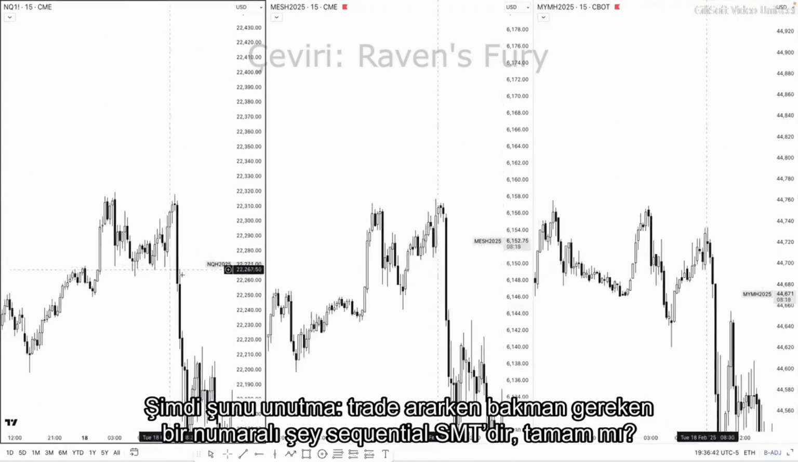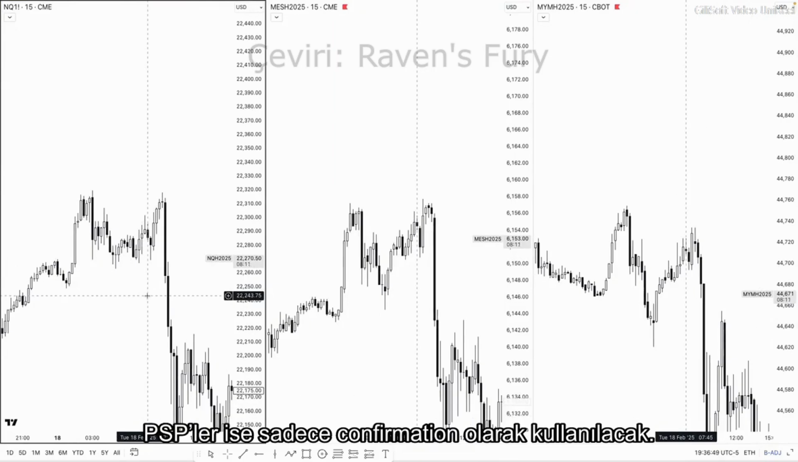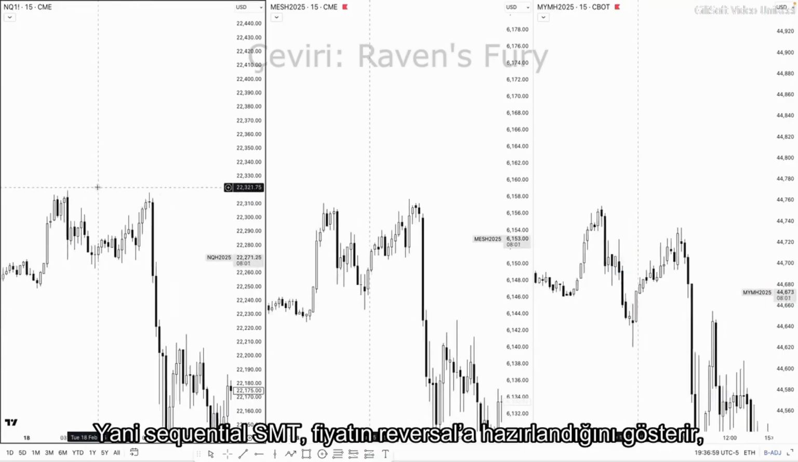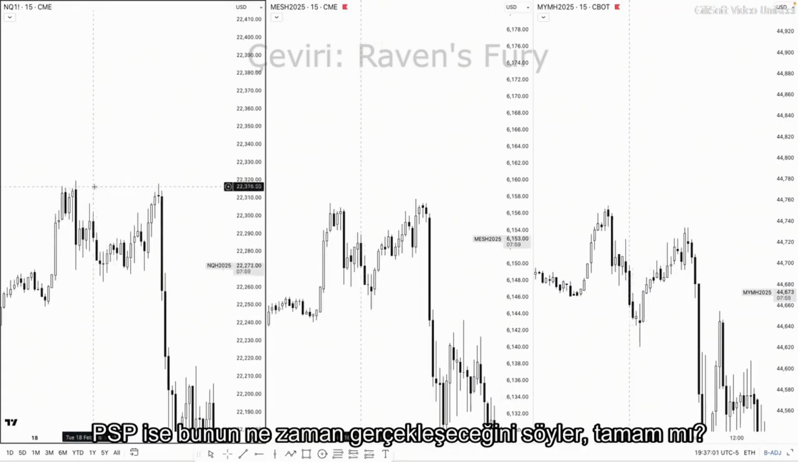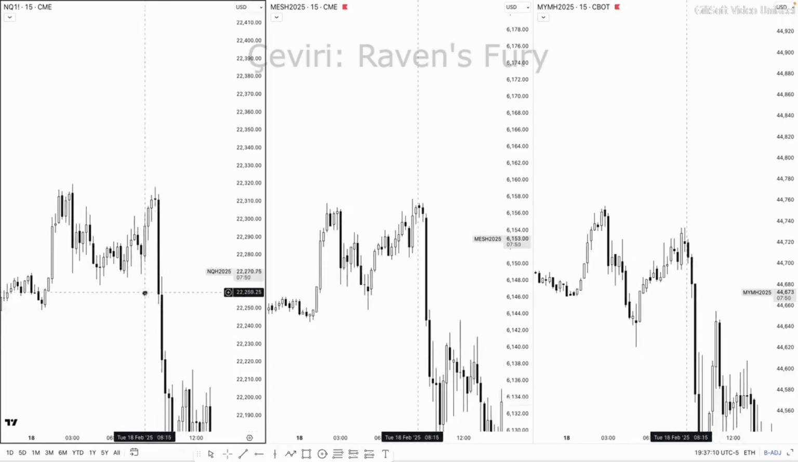Now, sequential SMT should be the number one thing that you're looking at when looking for a trade, okay? Our PSPs are just going to be confirmations. So sequential SMT is just going to be the indication that price is preparing to reverse, and the PSP will tell you when it's going to happen. Okay, it's marking the vertex of the chart, the turning point, right?